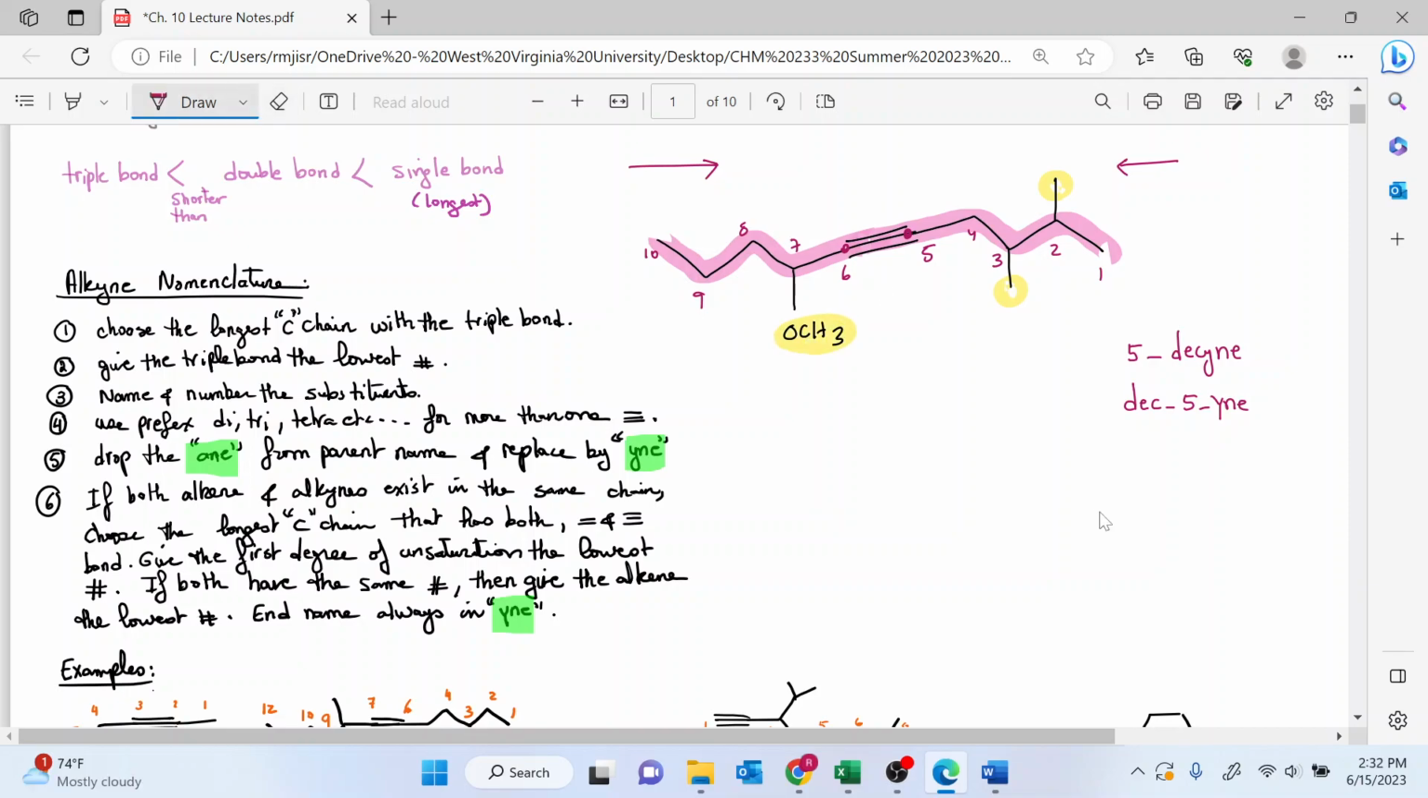So my name here is going to be 7-methoxy-2,3-dimethyl. Remember that the di is not included in alphabetization, so I always need to look at the m in the methyl and the m in the methoxy. E comes before the Y. This is why methoxy comes first. And then I would have 5-decyne or dec-5-yne.